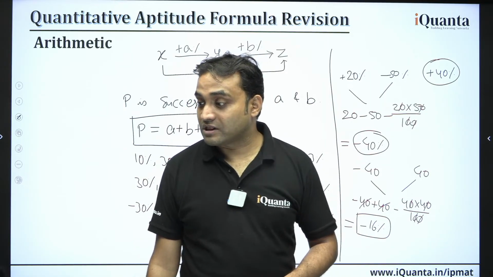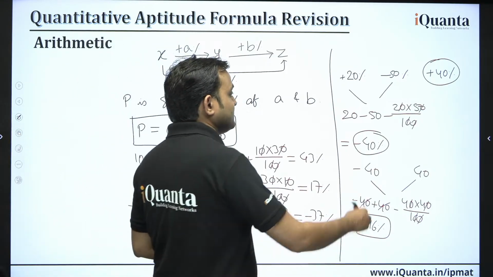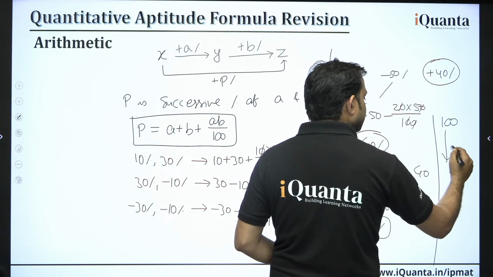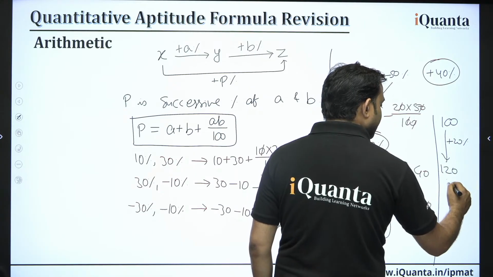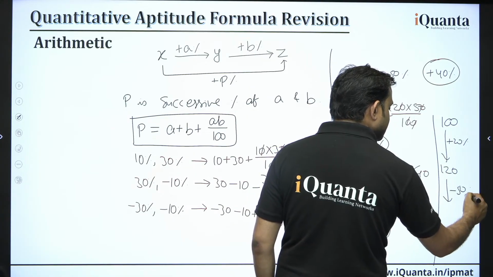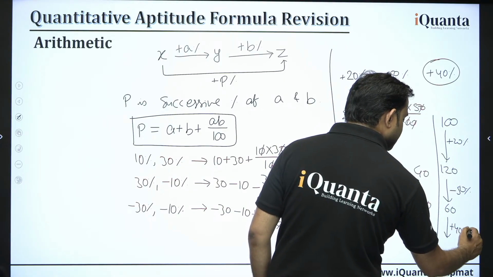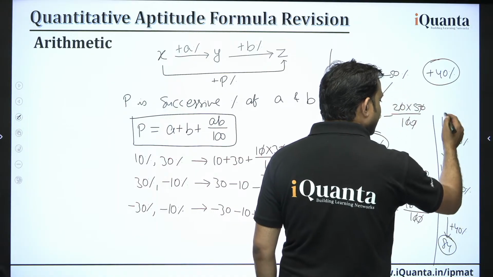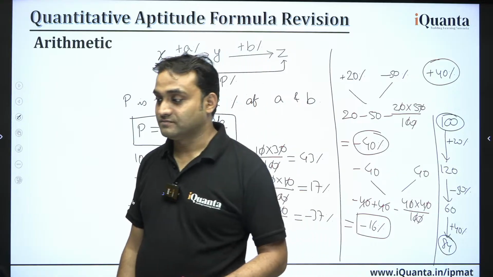You can also solve this in this way, that take the value as 100. If I am taking the value as 100, then increase it by 20%, this will become 120, then decrease it by 50%, this will become 60, then again increase it by 40%, you are getting 84. So 100 to 84, the change is 16, right? So decrease of 16%. All right.